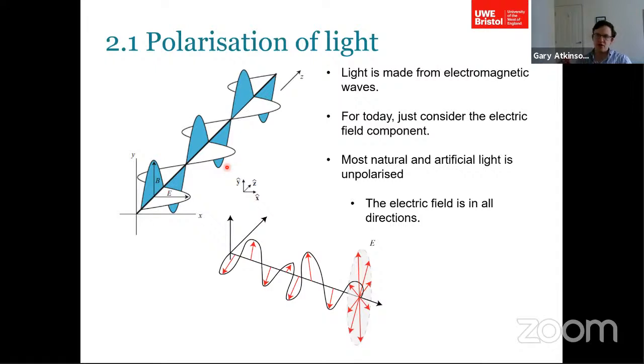Now, most natural light and the majority of artificial light is unpolarized. If you were to do a thought experiment and imagine some light beam moving to the right, and you're looking against the direction of the light, and somehow your eye could tell you what direction the electric field was in, it would continually be changing its direction, and you'll see that it would be equally spread in all directions, perpendicular to the direction of travel. That's sort of in nature.